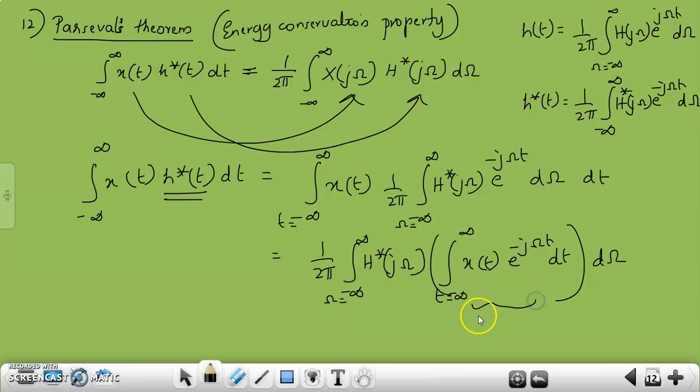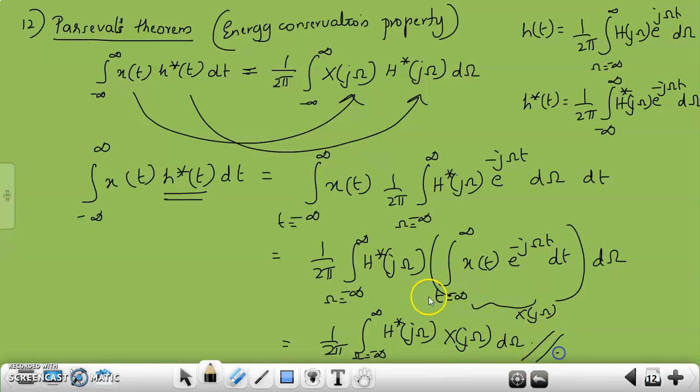So we know that this is x of j omega. So I can write this as equal to 1 by 2 pi integral over omega from minus infinity to infinity h star of j omega, and this term changes to x of j omega d omega. Hence we have proved that integral from minus infinity to infinity over t of x of t h star of t dt is equal to 1 by 2 pi integral over omega from minus infinity to infinity h star of j omega x of j omega d omega. So this is the proof of Parseval's theorem.